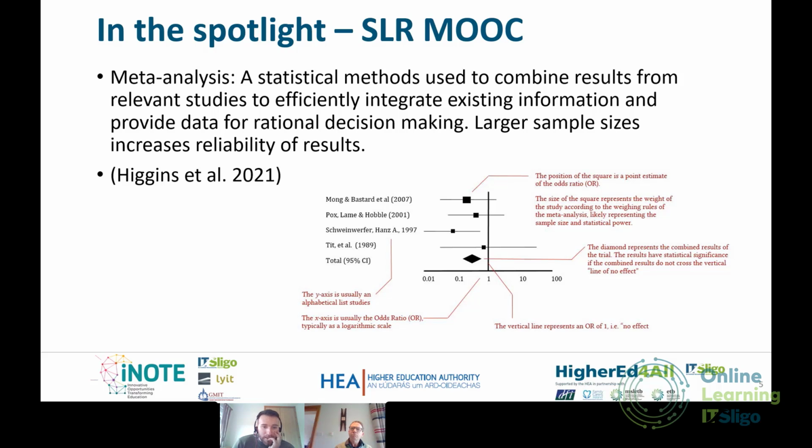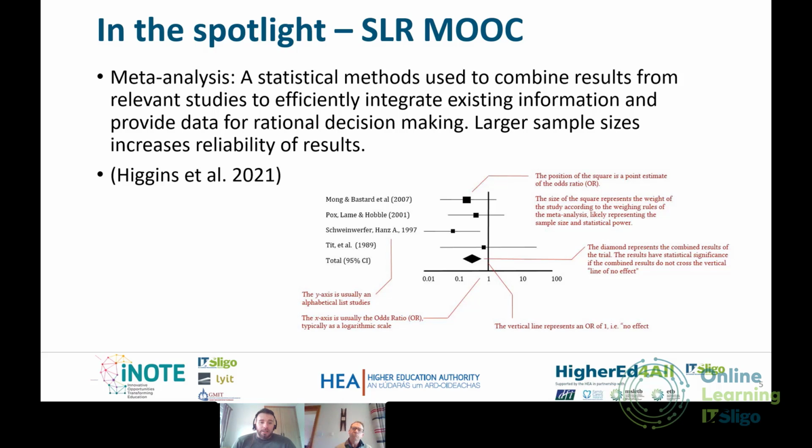The vertical line in the middle represents what we call the line of no effect. If we imagine on the right-hand side is our new intervention, anything coming over to the right shows that our new intervention is more beneficial than the control it's being tested against in each study. And if we go to the left-hand side, it's vice versa: the control is better than the intervention being tested.